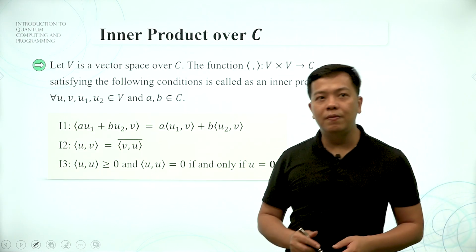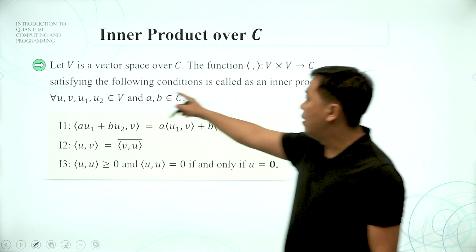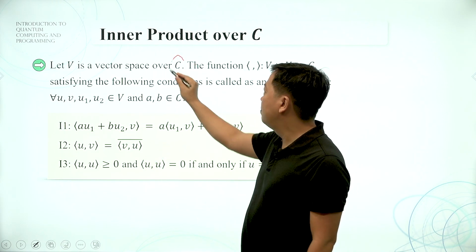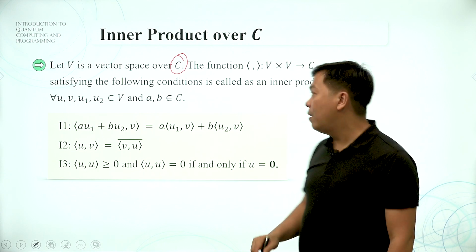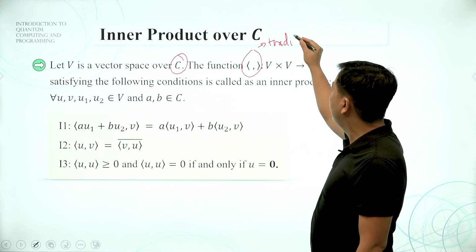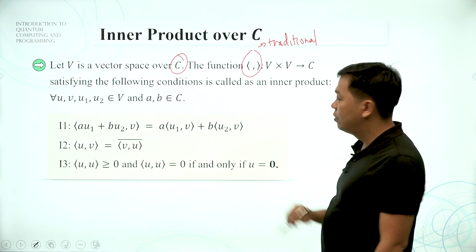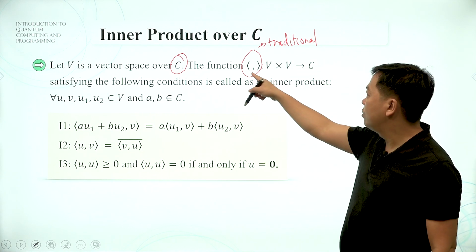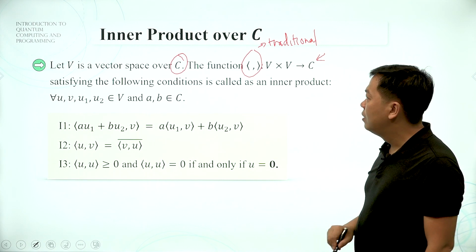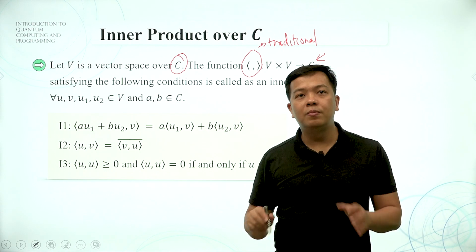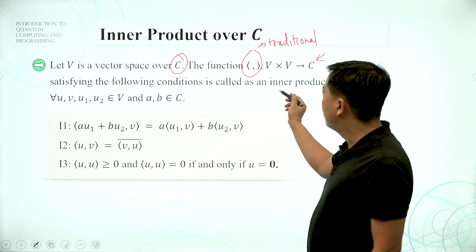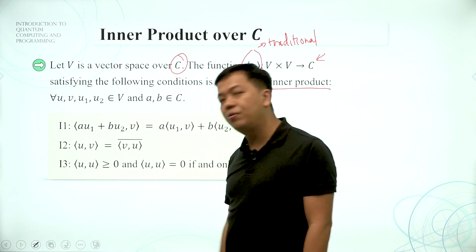If you see over here, we have a vector space V over the complex numbers, and now we have a function. This one is the traditional inner product, a function from V times V to the complex numbers. If this traditional inner product satisfies the new conditions, it is called an inner product. There are three conditions.